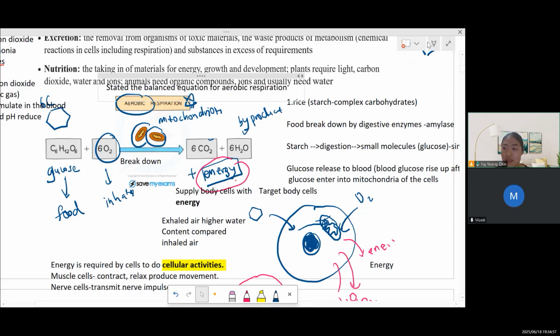Can I just write glucose plus oxygen and then arrow, in words form? Cannot. Because this is a chemical equation, you must write in this format. And then remember to balance the equation.